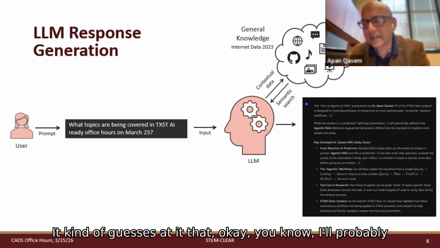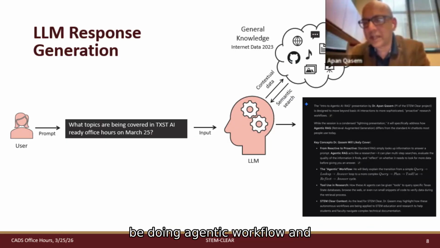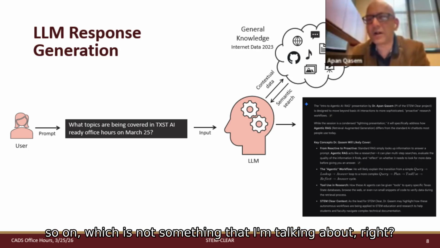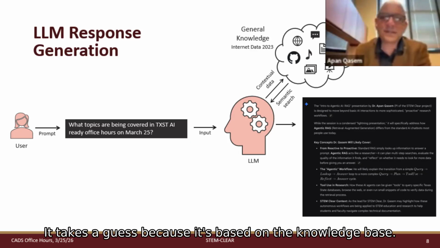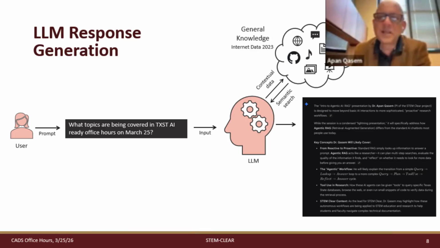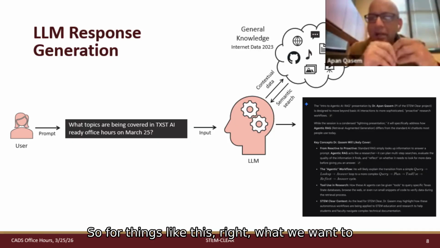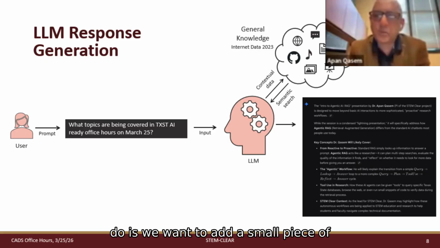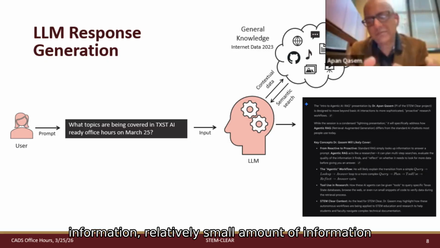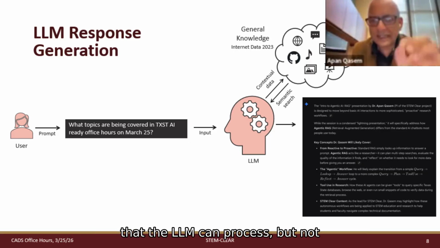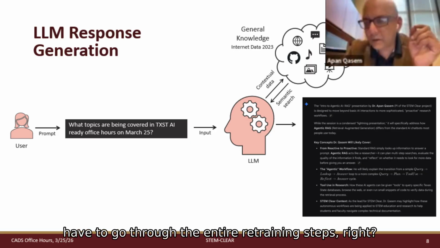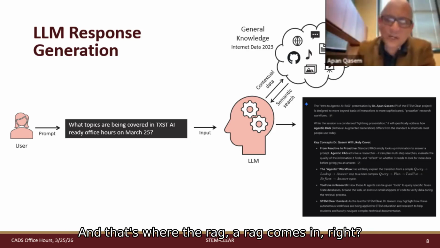It kind of guesses at it that, okay, I'll probably be doing agentic workflow and so on, which is not something that I'm talking about, right? It takes a guess, because it's based on the knowledge base. So for things like this, what we want to do is add a relatively small amount of information that the LLM can process, but not have to go through the entire retraining steps, right? And that's where the RAG comes in.